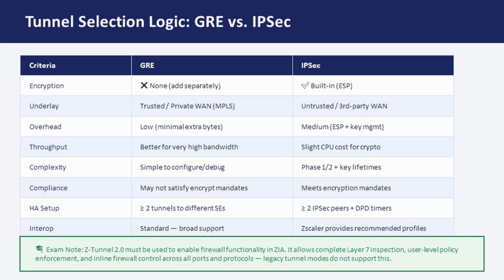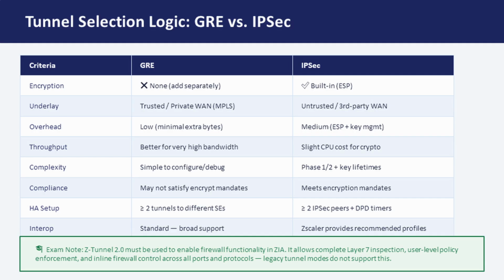The second question is, does my compliance framework require encryption for WAN traffic? PCI DSS, HIPAA, certain government frameworks, they often explicitly require that data in transit be encrypted using strong cryptography. GRE alone doesn't satisfy this. IPsec does. Even if your network path is private, if your compliance requirements say encrypt, the answer is IPsec.